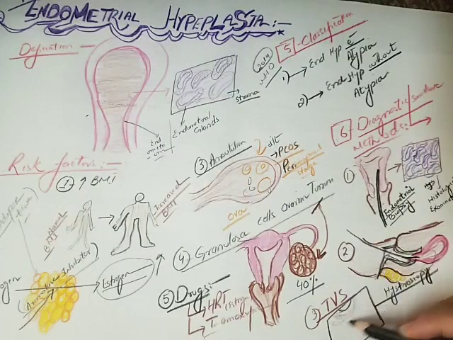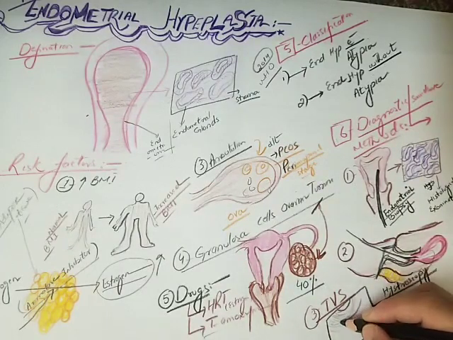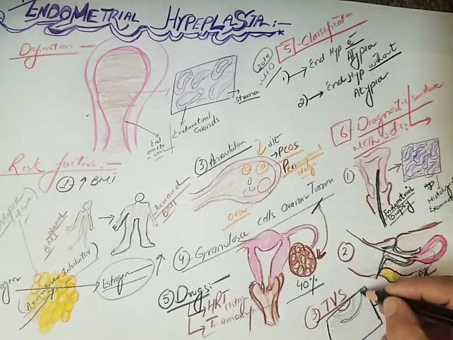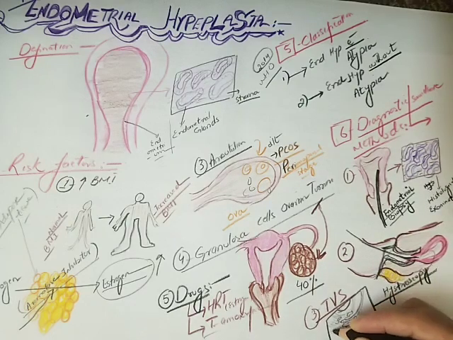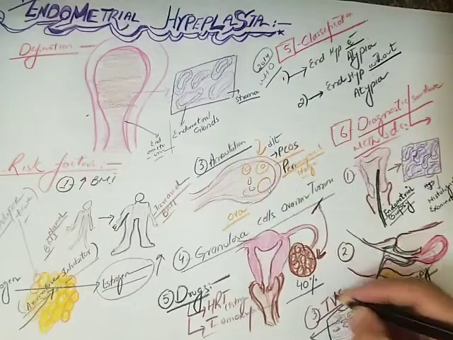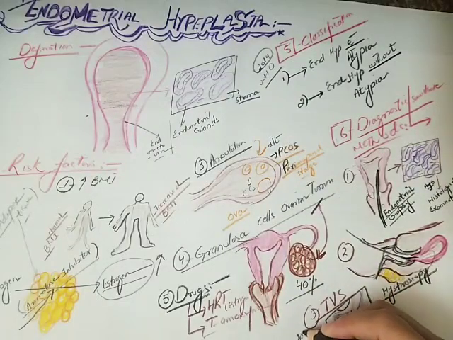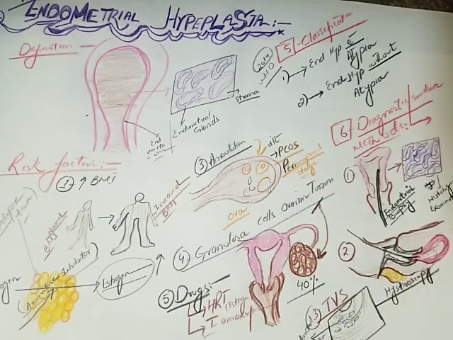Okay, so if we do TVS, we can see that there is a hyperechoic area and endometrial hyperplasia, along with certain glandular tissues indicating endometrial hyperplasia can be seen on the TVS. Okay, there is a specific appearance on the TVS that indicates endometrial hyperplasia, and that is another diagnostic modality. It has a role in diagnosing endometrial hyperplasia in pre and postmenopausal women.